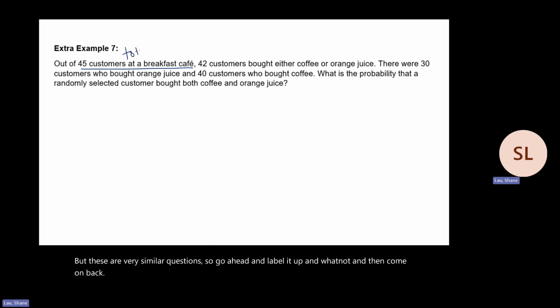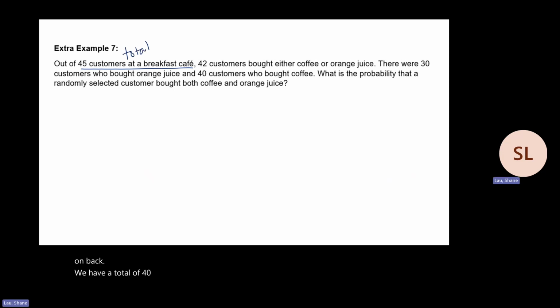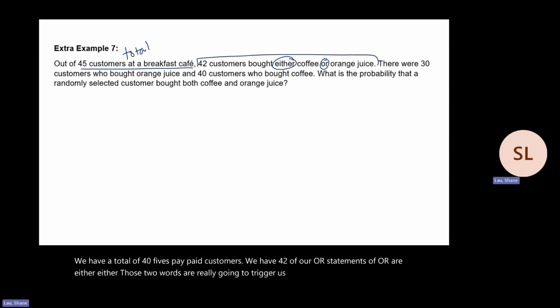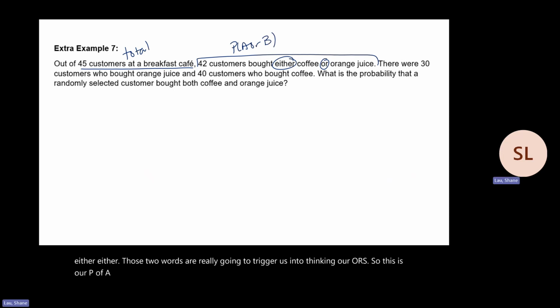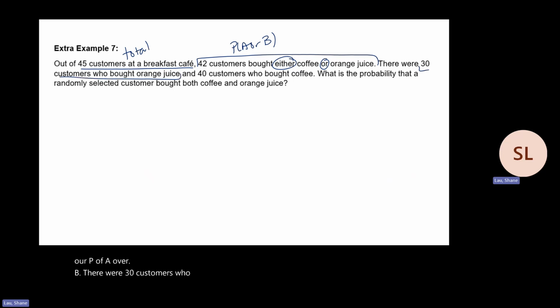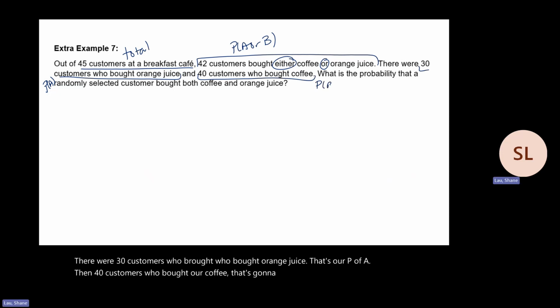We have a total of 45 paying customers. We have 42 of our or statements. Either of those two words are really going to trigger us into thinking our ors. So this is our P of A or B. There were 30 customers who bought orange juice. That's our P of A. Then 40 customers who bought our coffee. That's going to be P of B.